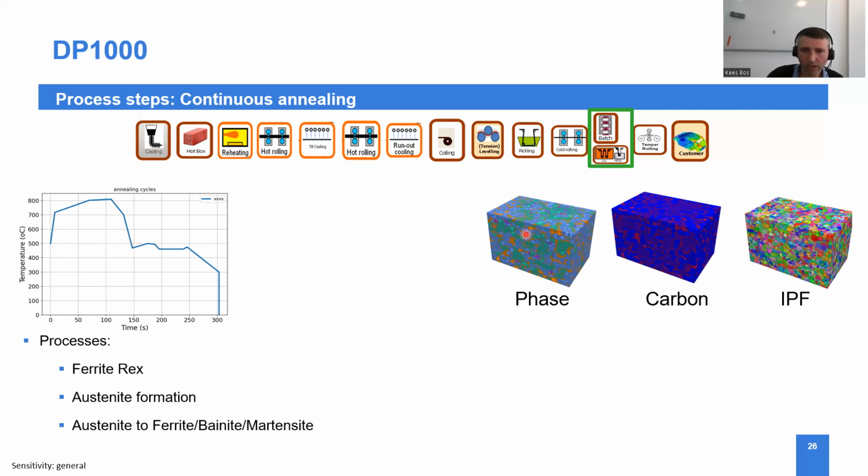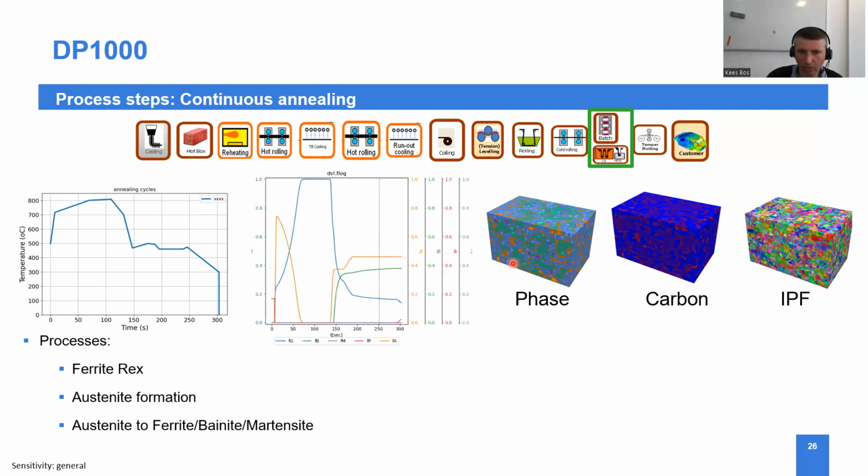So we see a complicated microstructure. In blue still the ferrite, in orange some retained austenite, in green we have the bainite, and we also see some martensite being formed. And of course, this is the final result, but from the simulations you can get all intermediate phases.